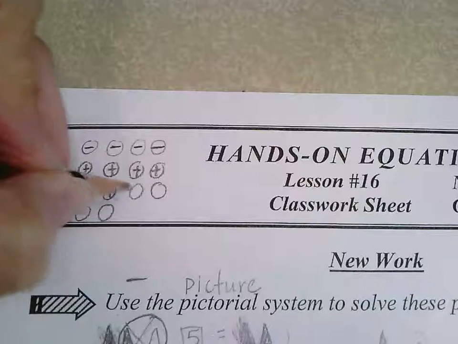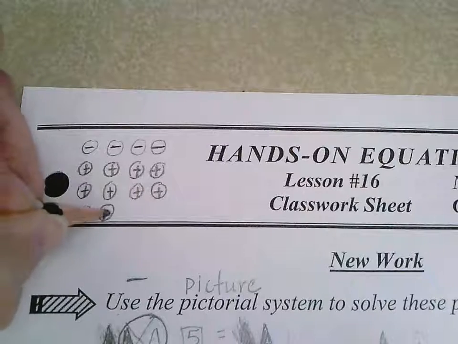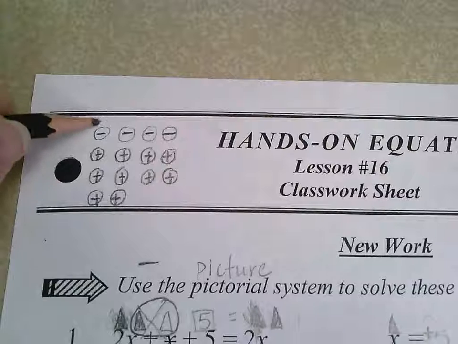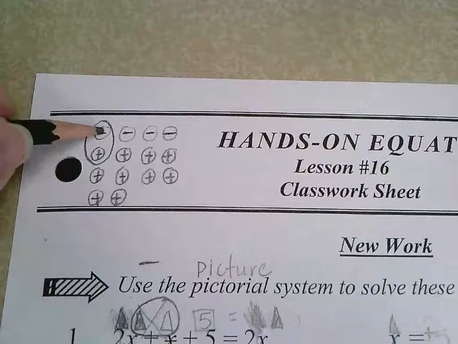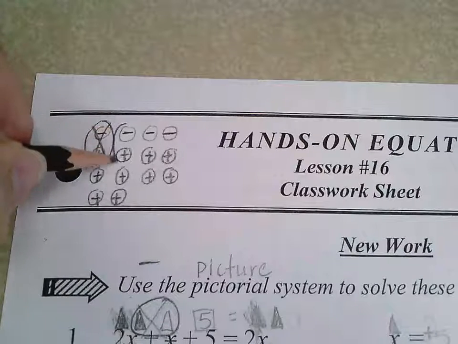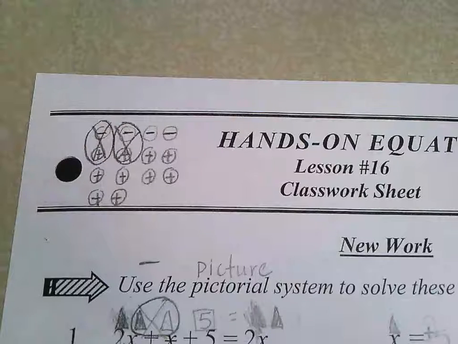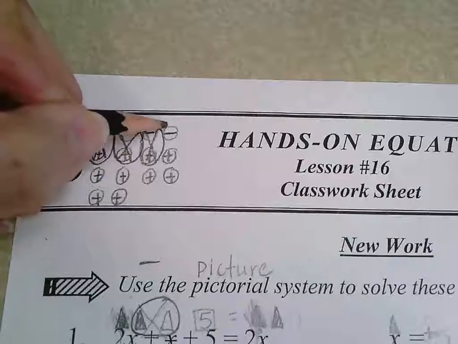That's actually all this side is saying. I've got 10 positives and I've got 4 negatives. What do I have left? Well, here I can see I have a 0 pair. A positive and a negative together make 0. If I give you $10 and then I take that $10 back, you've got 0. So these are all zeros.